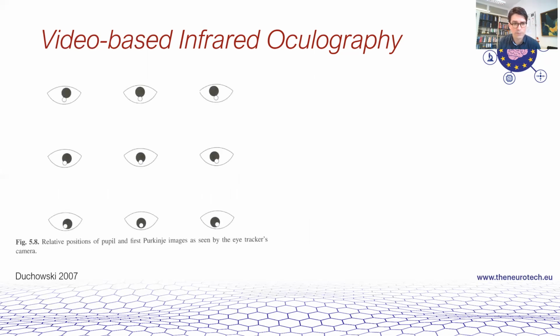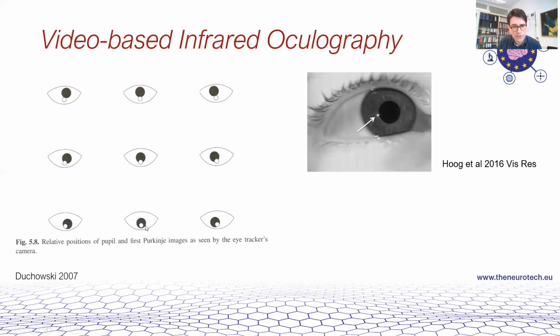Here is an example of an illustration of pupil and corneal reflection images, the first Purkinje images. And as you can see in the center, this is an observer now looking straight at us. And as the observer makes horizontal, vertical, or diagonal eye movements, you can see the position of the pupil changing, whereas the position of the corneal reflection stays roughly in the same place. And this fact is used by this method to derive gaze position.